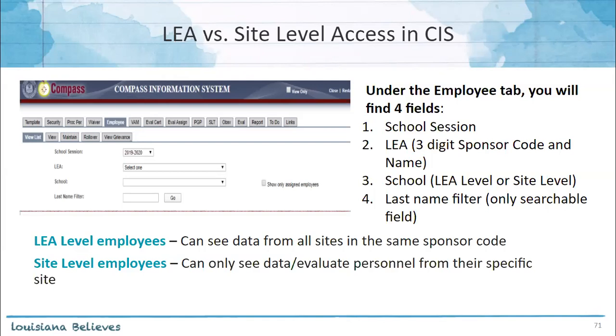You have the LEA and the site level. The LEA level is pretty much like central office. This is where your LEA admins and your supervisors would be placed. At the LEA level, you can see all of the sites that are in the same sponsor code. If you are at the site level, you can only see things that are at your site, and if you're an evaluator, only people that you are assigned to evaluate.